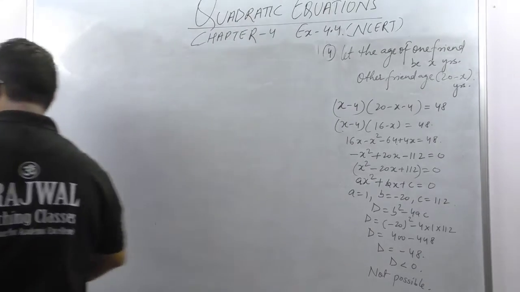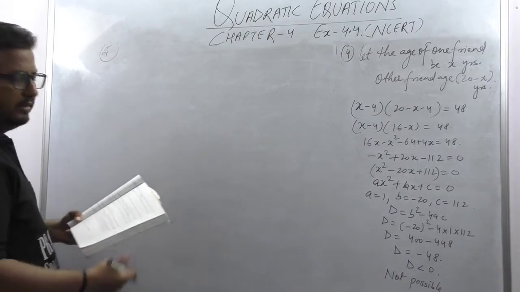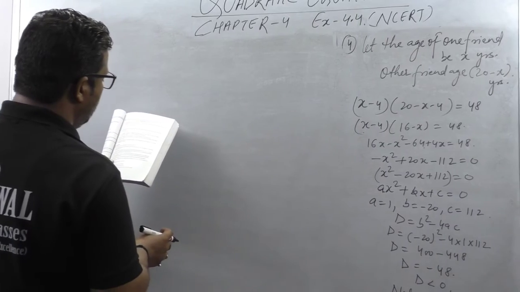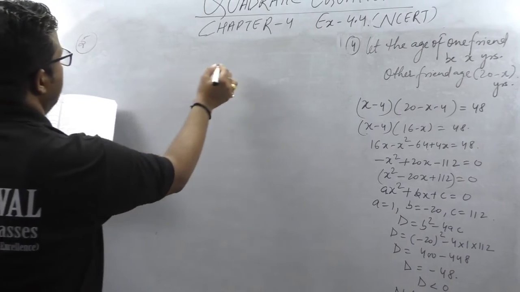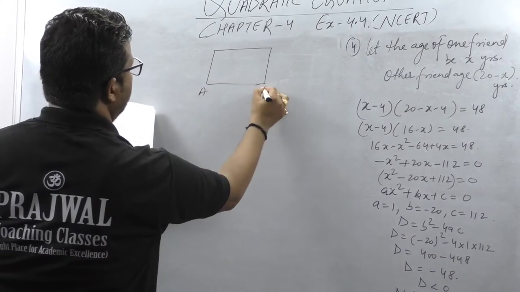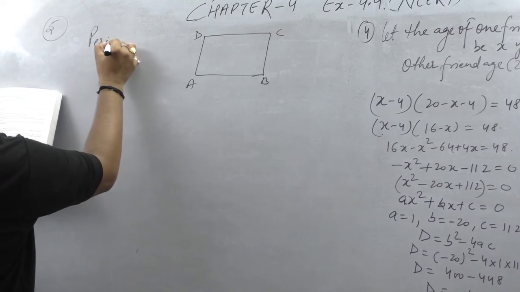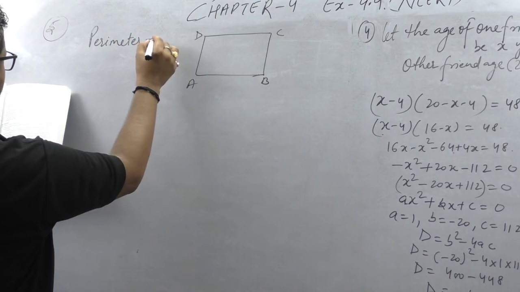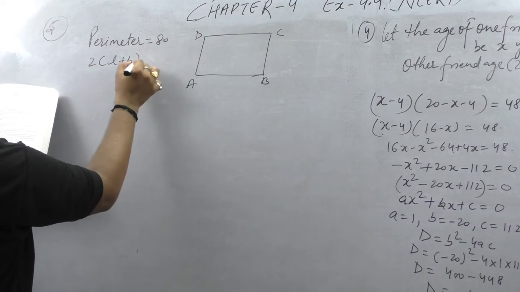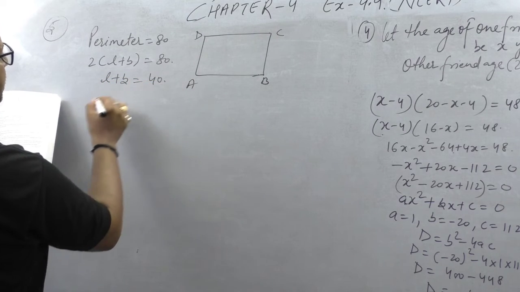Alright everyone, now see question number 5. It is asking whether it is possible to design a rectangular park ABCD with a perimeter of 80. You already know the perimeter formula is 2(L plus B), which is given as 80. So it means that L plus B is 40.